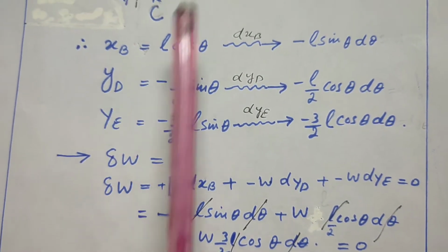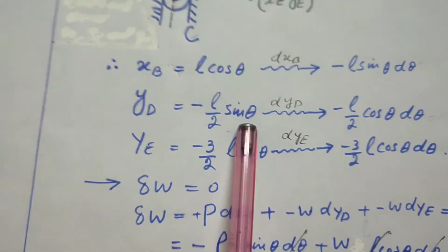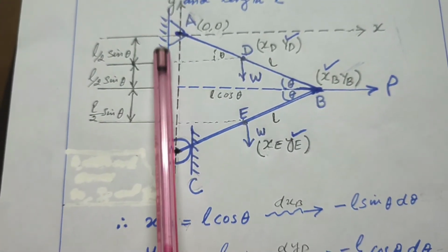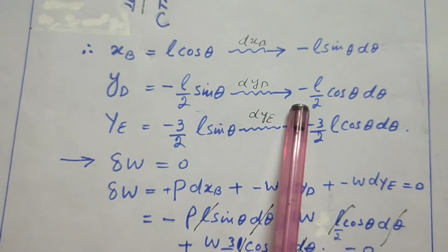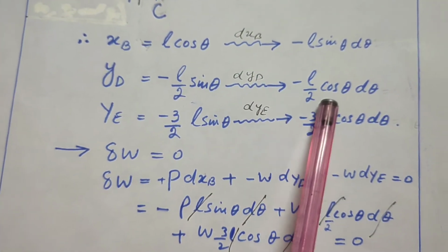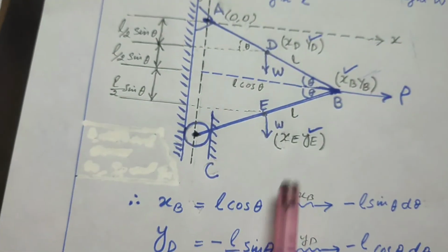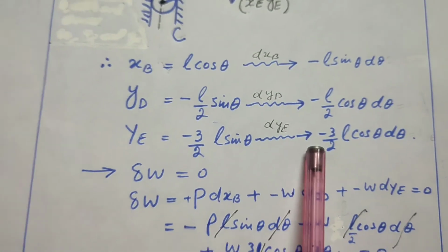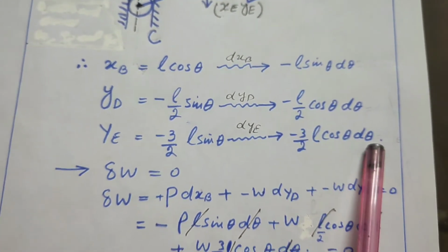Then YD will be equal to minus L by 2 into sin theta. This distance is L by 2 sin theta, minus L by 2 sin theta. The differential of this is minus L by 2 cos theta into d theta. And YE is equal to minus 3 by 2 L sin theta. The differential of this will be minus 3 by 2 L cos theta d theta.